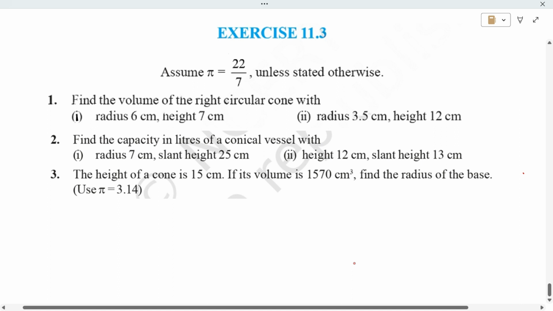In this video, we are going to solve question number 1 to 3 from exercise 11.3 of grade 9.